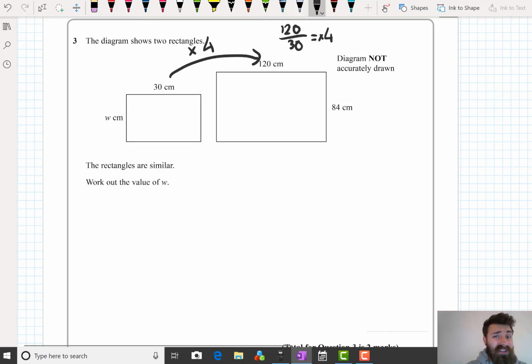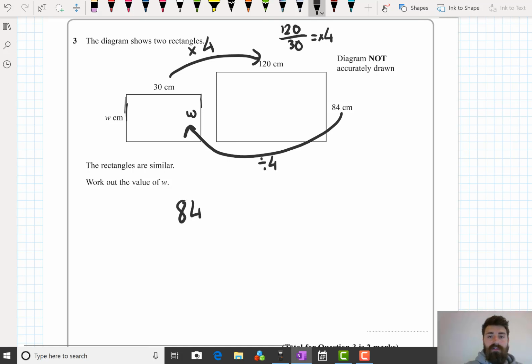Someone might get confused that this is a rectangle, and that means that if this side is W, this side is W, because this bit's on the right, so this bit should be on the right. Maybe that's something someone was thinking. So if that's W and that's 84, we can work backwards. If you're going from the small to the big one here, you're timesing by 4. If you're going from the big one to the small one, we need to divide by 4.